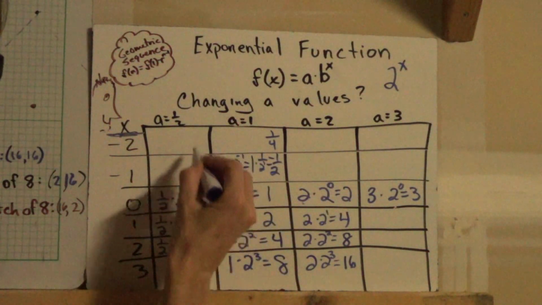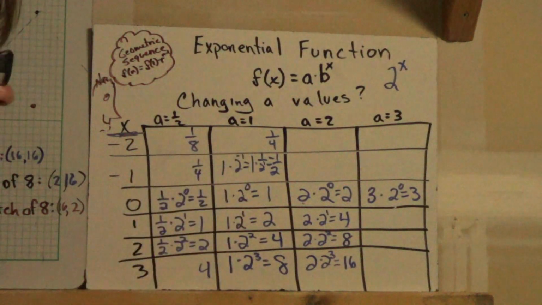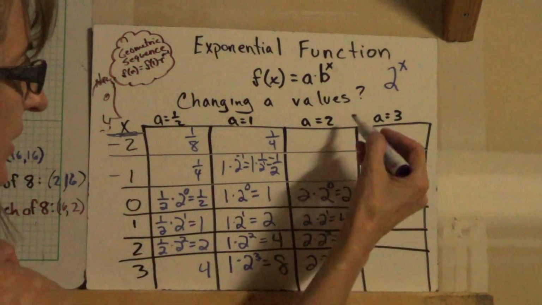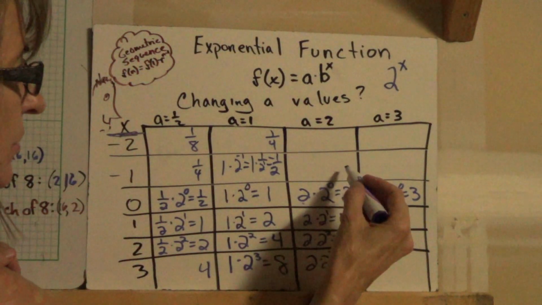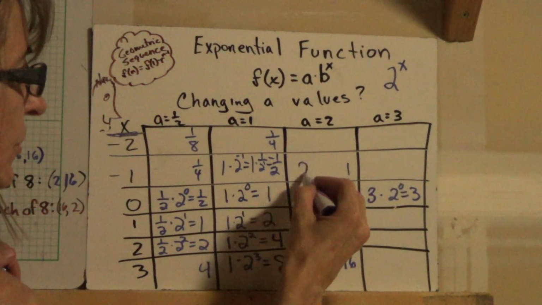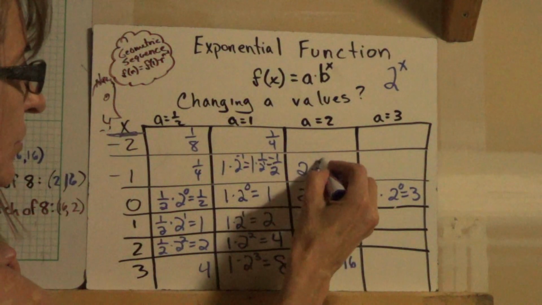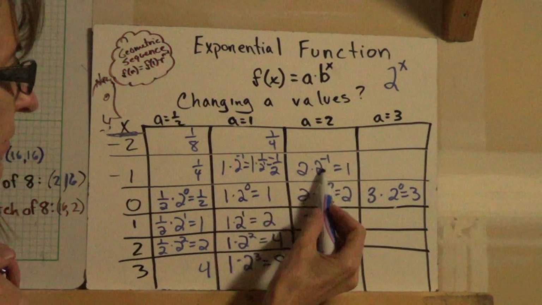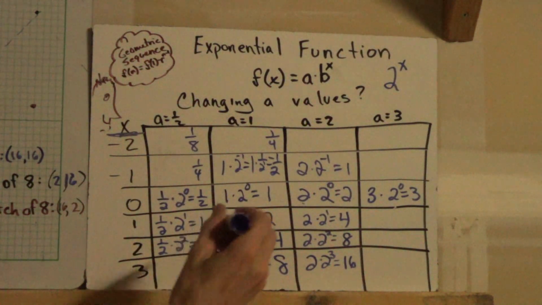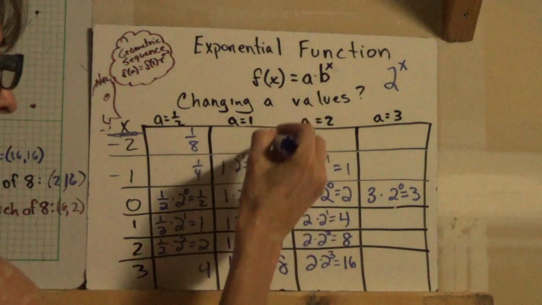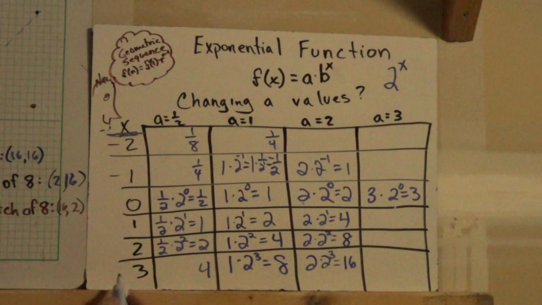Smaller, 1/4. Smaller, 1/8. You can follow your sequence here in numbers if you'd like to. 1/2 of 2 would be 1, or you can go 2 times 2 to the negative 1. 1/2 to the negative 1 is 1/2. So we can get it either way. These are what you would graph.